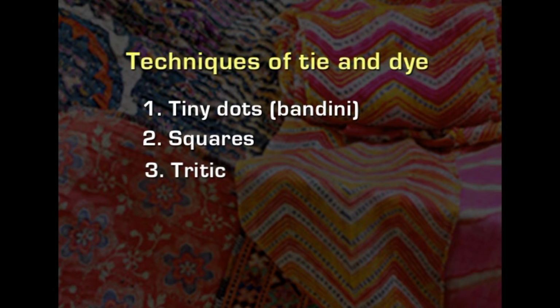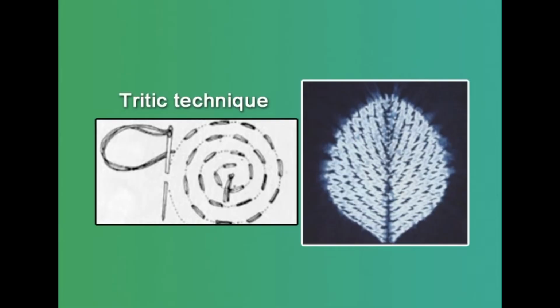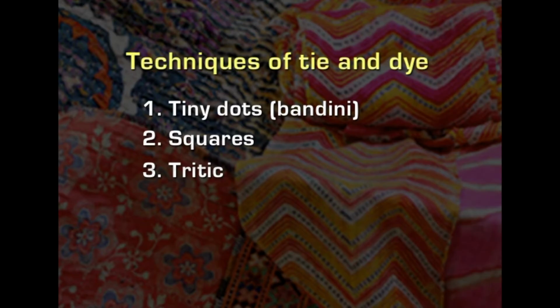Coming to the next technique, the tritik technique. For any design, the design is drawn on the fabric first. By taking needle and thread, tiny running stitches are made along the traced outline of the design. After completing the running stitch with a continuous thread from the start of the design till the end, the thread is pulled tightly and fastened tightly.